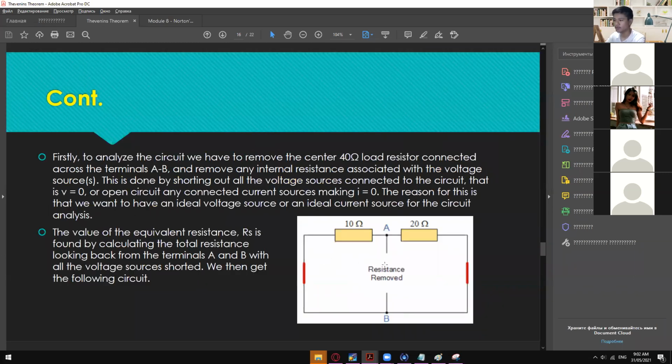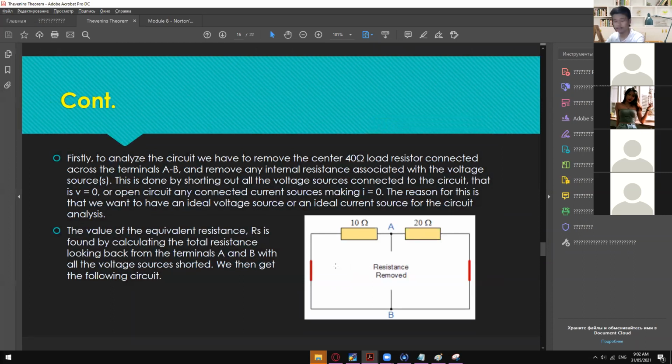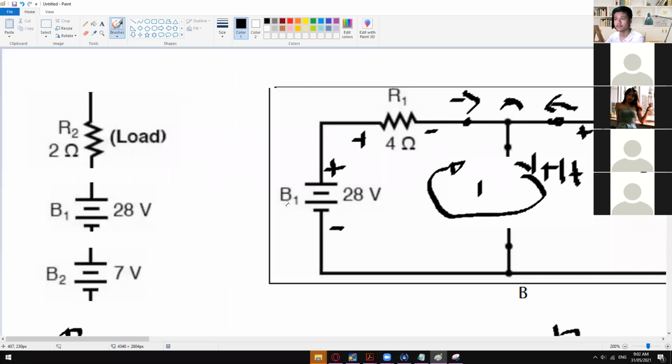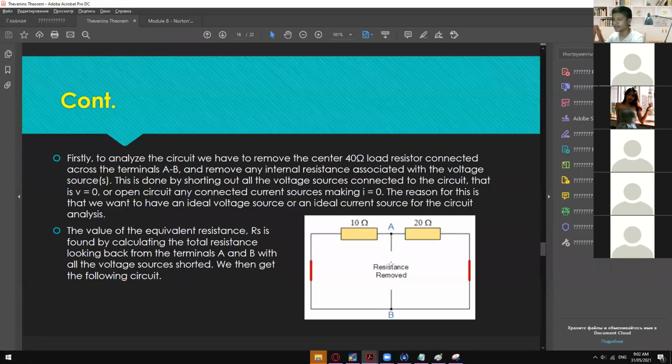In here you have to remove the resistance and then short circuit the sources. So again, if it's a voltage source, then you have to short circuit that one, just like what we did right here. We short circuit the voltage sources and open circuit the current sources. And there you go. That is the first step in solving for the RS or RTH.